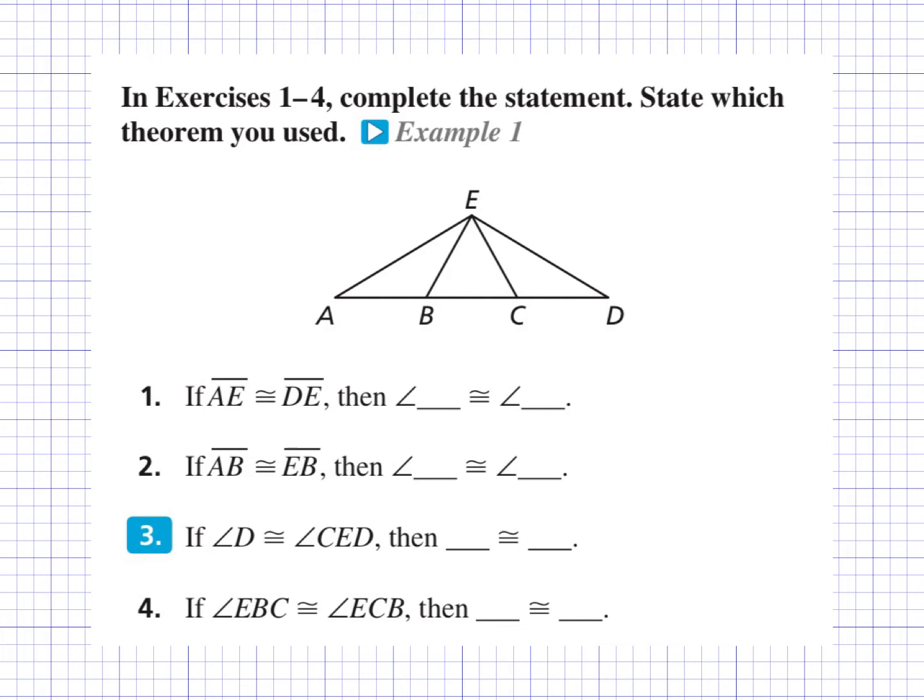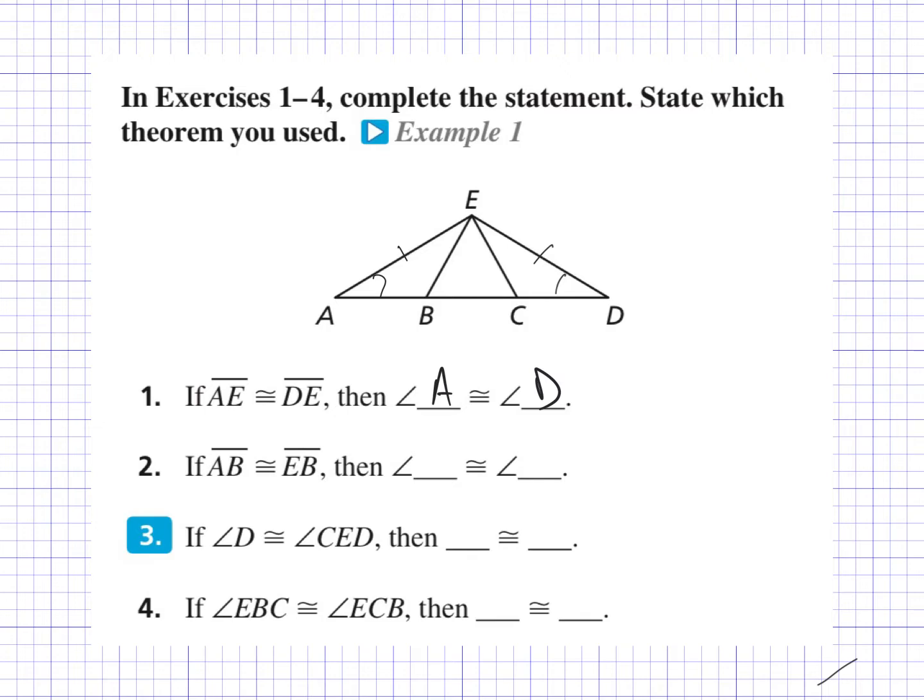All right, so complete the statement. If AE, so we're going to mark this, AE is congruent to DE, then by the base angles theorem, the opposite angles have to be congruent. So angle A and angle D. Now there's only one vertex at those points, so we can use one letter.